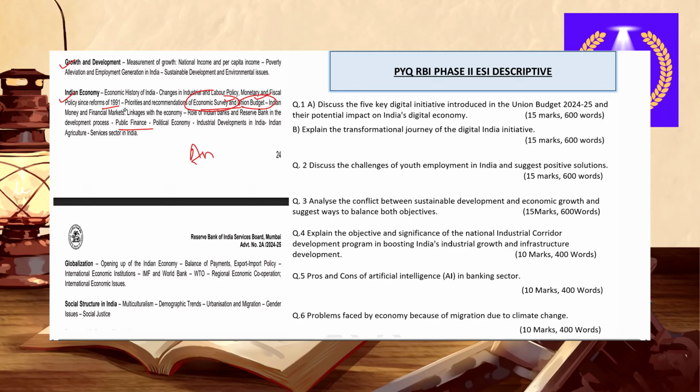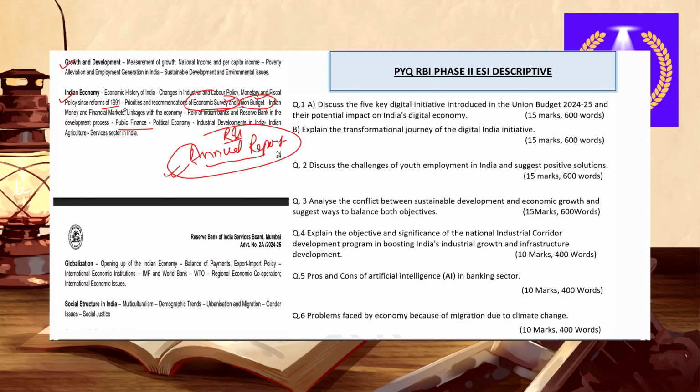ये है annual report, RBI annual report. Okay, you cannot skip this RBI annual report. Apart from the newspaper, you cannot skip this. You have to go through it thoroughly because it has its importance in mains as well as in interview. So RBI annual report is additional.